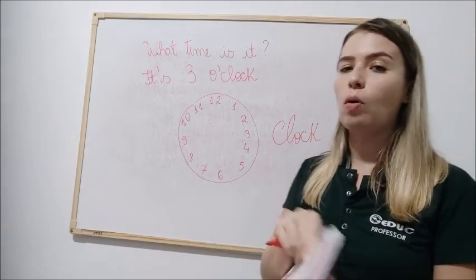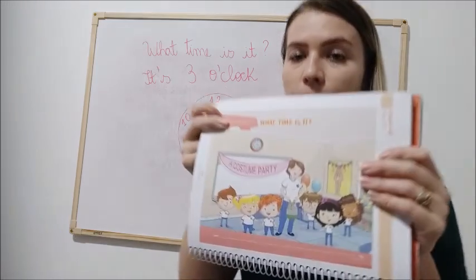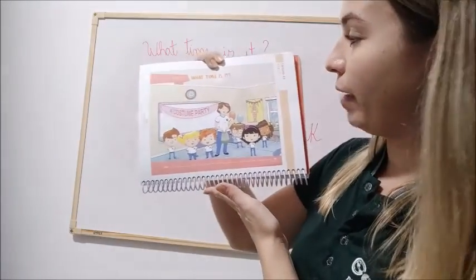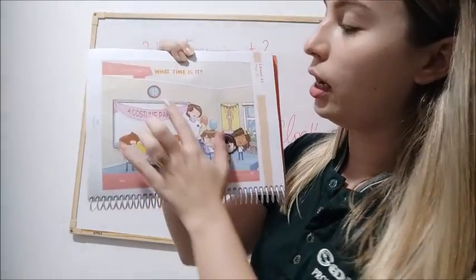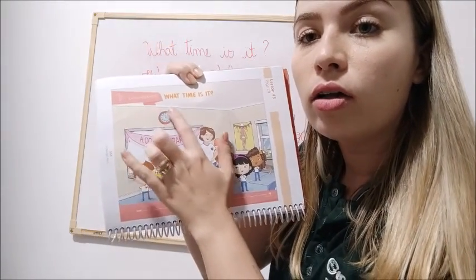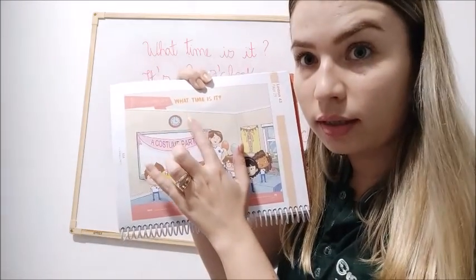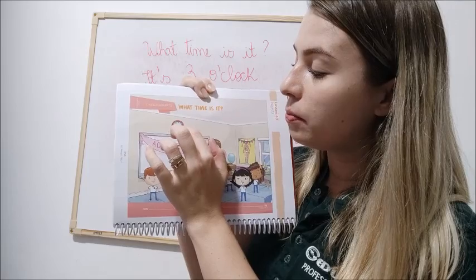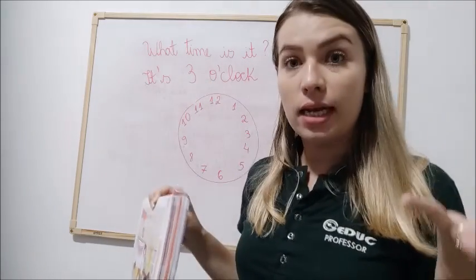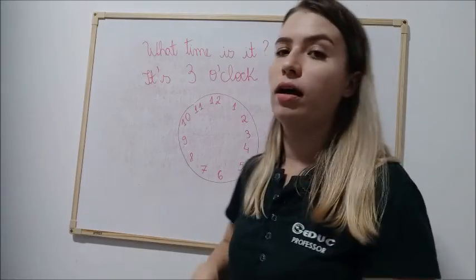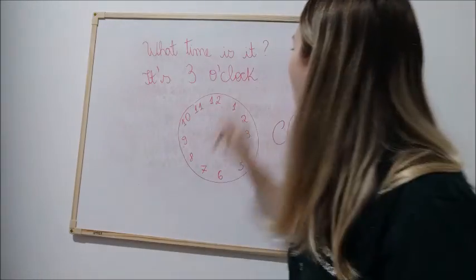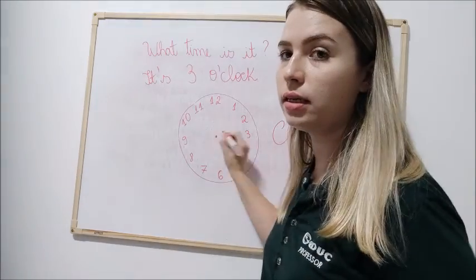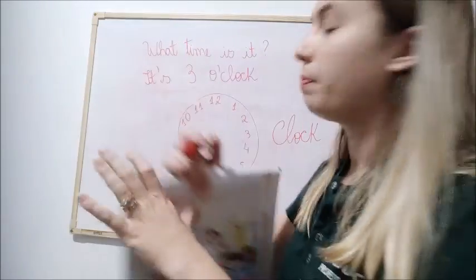Good? So open your books on page 29. Page 29. Look, here there is a clock. And you have to complete the hands. Okay? What time is it? It's 3 o'clock. Let's draw the hands. Make a point here. Make a point.